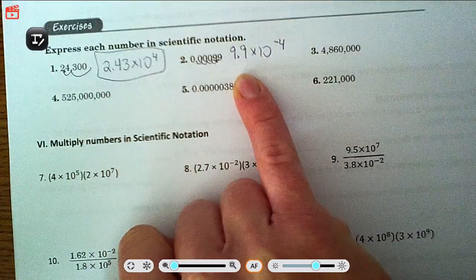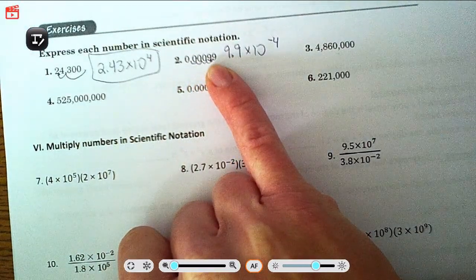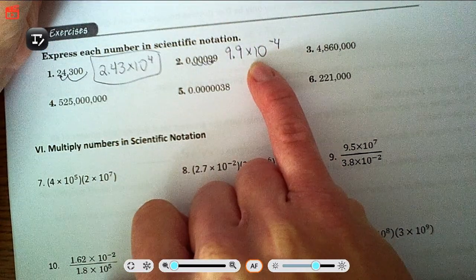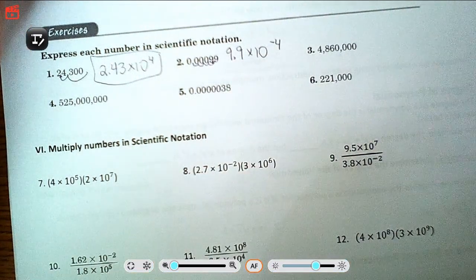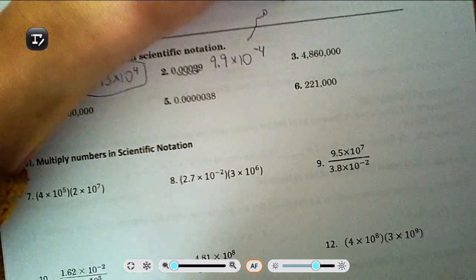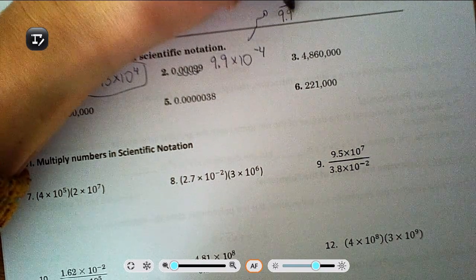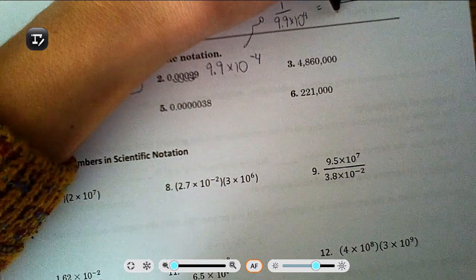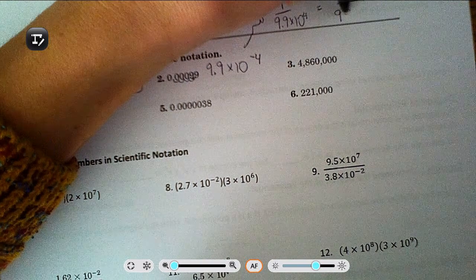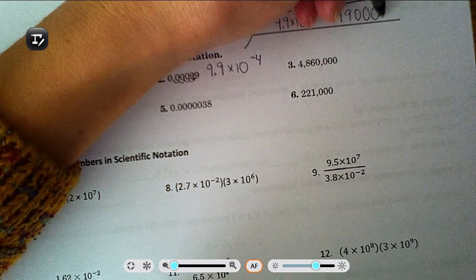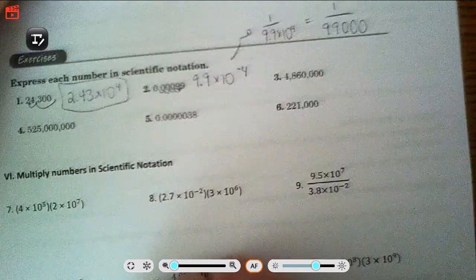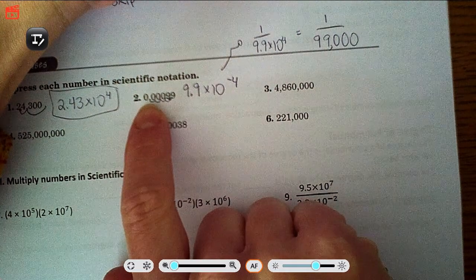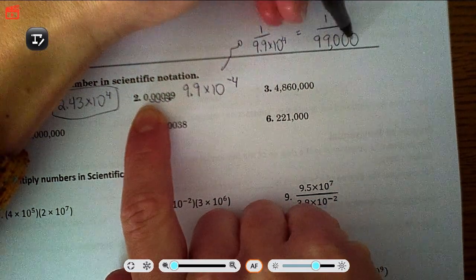Oh, negative 4th, because I went into and made a very small number into a real number. Now remember, negative exponents means sink me. So that's really saying I have 1 over 9.9 times 10 to the 4th, which is really the same as saying 1 over 99,000. Okay, 1 over 99,000. That's the same as that number right there.